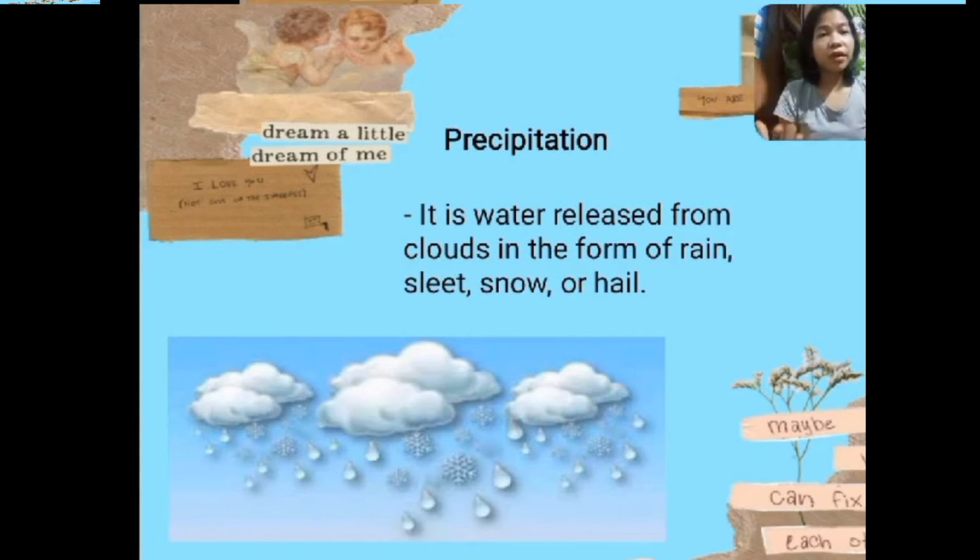In the atmosphere. That was precipitation, the process of the water cycle when water is released from the clouds in the form of rain, sleet, snow, or the hail. That was a precipitation.